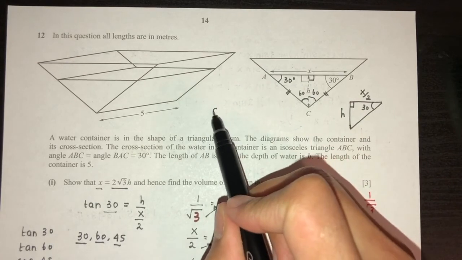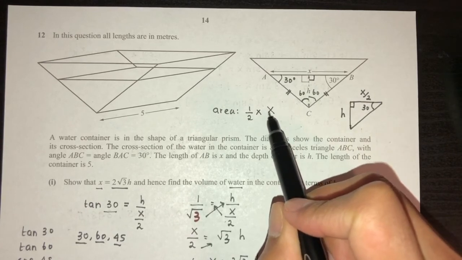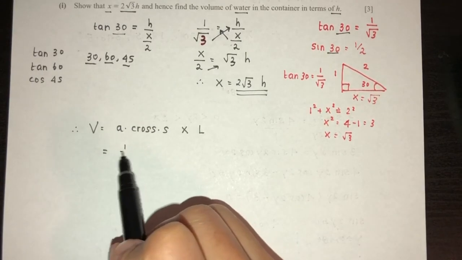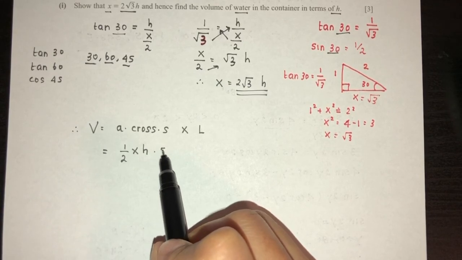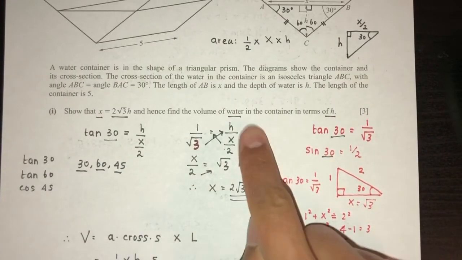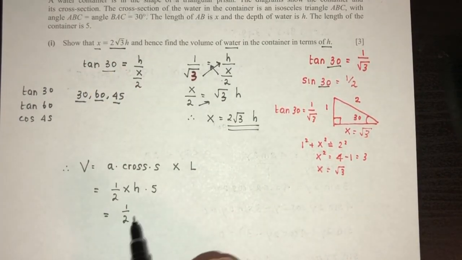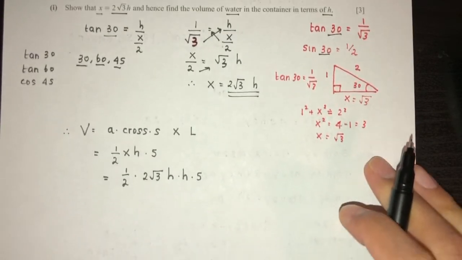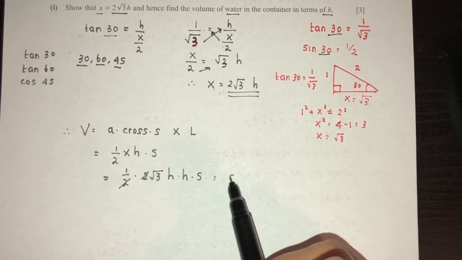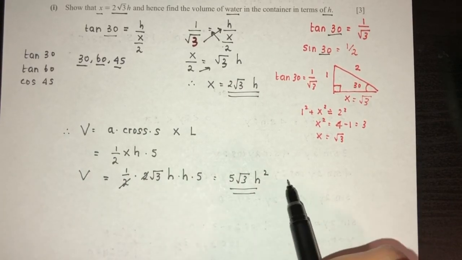How do you find the area of a triangle? Area of triangle is equal to half times base, which is x, times height, which is h. So you have half times base, which is x and h, and then times the length, which is 5. Now we have to express that in terms of h, so replace the value of x by this one. So half times 2 root 3 h times h times 5. These two will cancel out. You will have 5 root 3 h squared. So that will be V, volume, in terms of h.